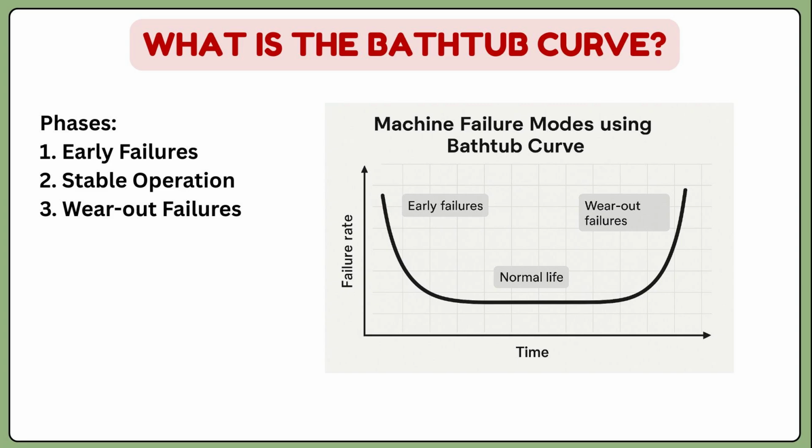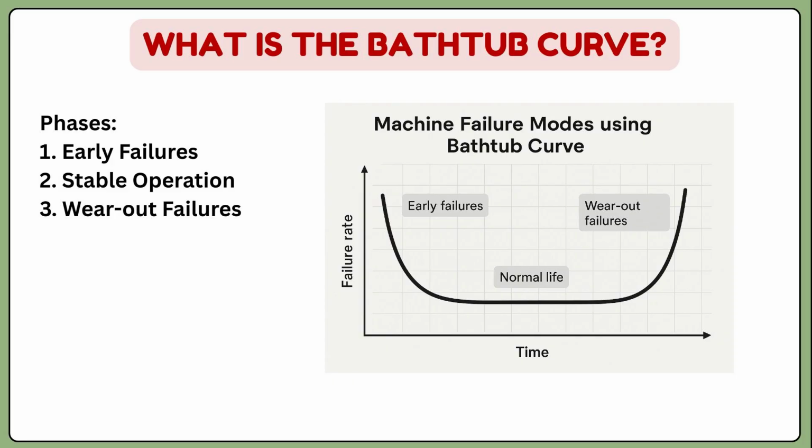Imagine the shape of a bathtub. The curve initially starts high, drops in the middle, and then rises again at the end. This curve normally shows how a machine typically fails over its entire lifetime. What we will do is divide this graph into three phases, so it will be a little bit easier for us to understand.